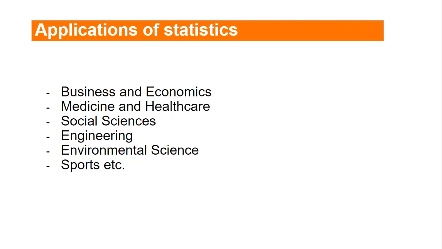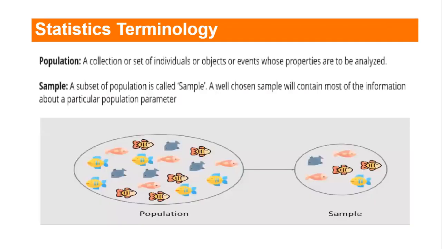Fourth is engineering, where we want to analyze data from experiments, so there also we are using statistics. Environmental science, sports, and many other fields also use statistics. Now, statistics terminology. I just spoke in the last slide about key terms: population, sample, standard deviation, variance, dispersion, central tendencies. A lot of key terms are there.